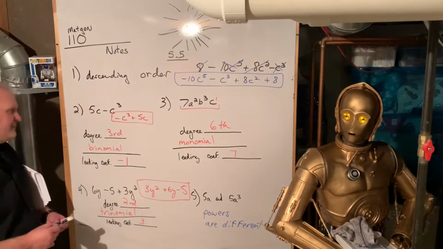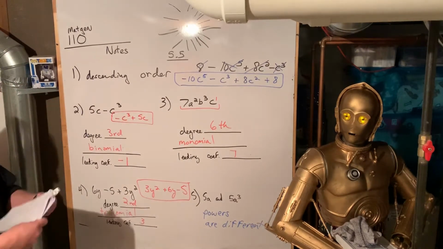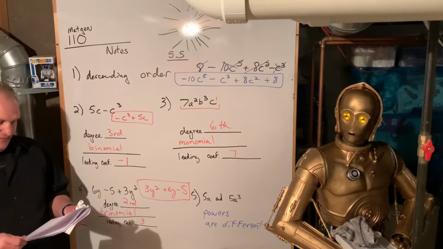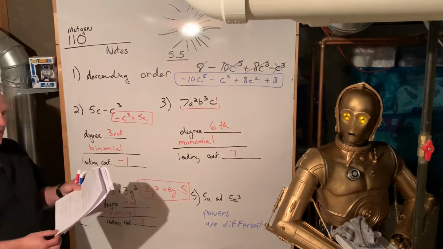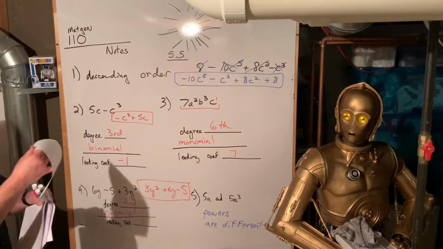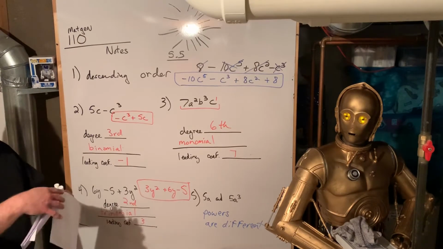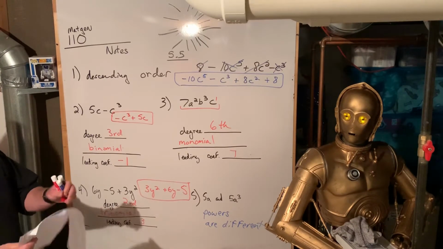Okay. So that's the first page of 5.5. That's page 9 on your chapter 5 note packet. Math 110. All right. Let's look at page 10.